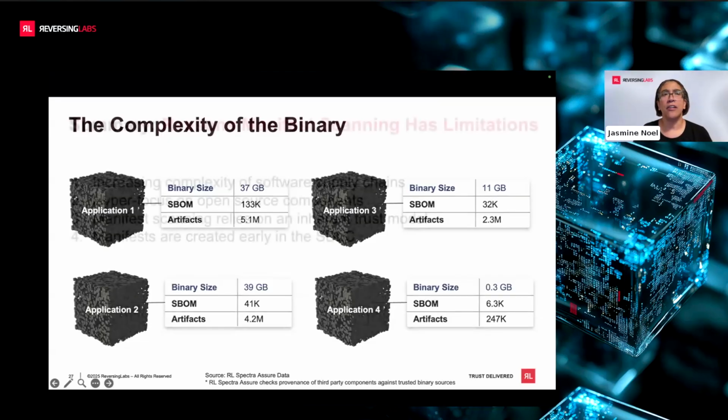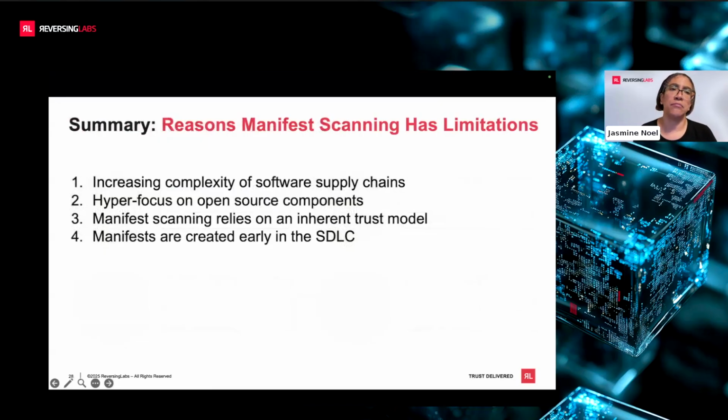Okay, so that's the end of the examples that I have. This is just a summary slide talking about why manifest scanning has limitations. Software is getting more complex. The supply chain is getting more complex. Most tools are hyper-focused on open source components, but there's so much more to worry about. Manifest scanning a lot of the time just depends on this inherent trust model. You're inherently depending on the developer to have filled out all the right modules and information, and that they actually know what is in every single thing that's going into their software. That's a lot of pressure to put on one team.